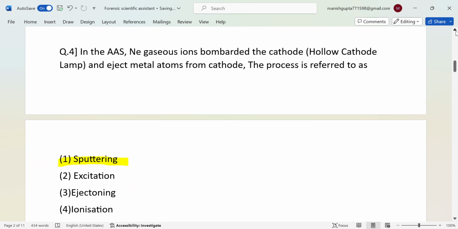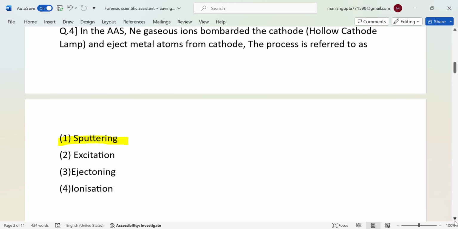In atomic absorption spectroscopy, neon gas ions bombard the hollow cathode lamp and eject metal atoms from the cathode. This process is referred to as sputtering. Guys, this process is known as sputtering.